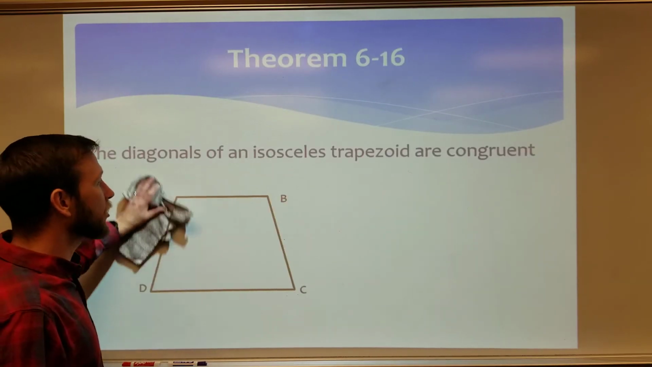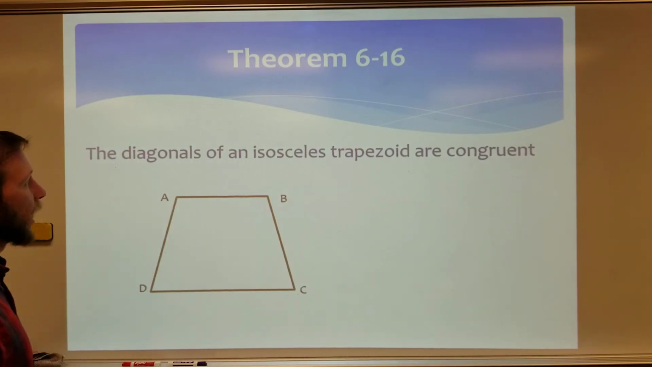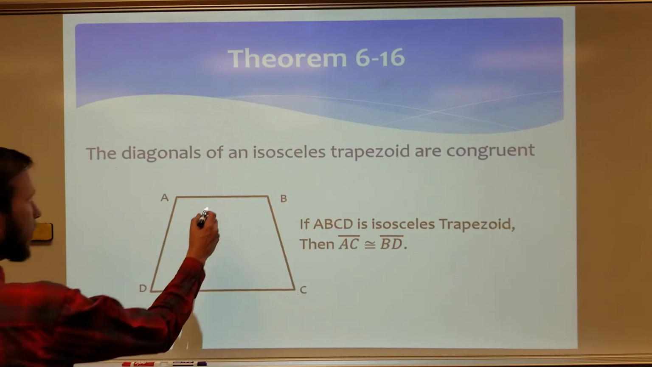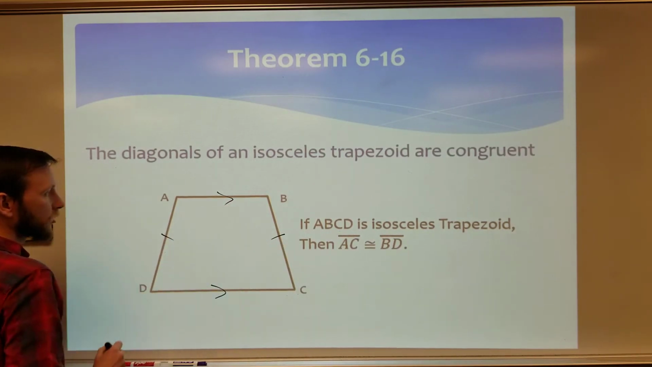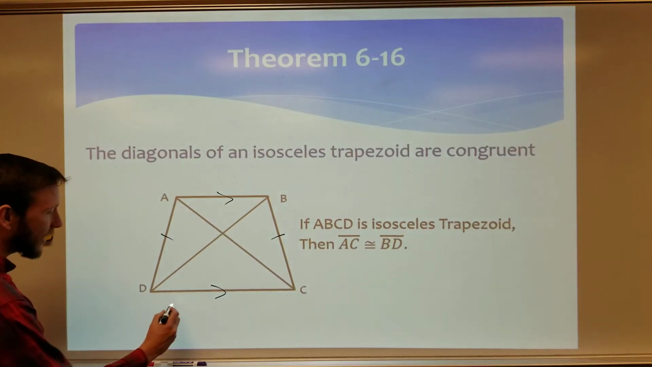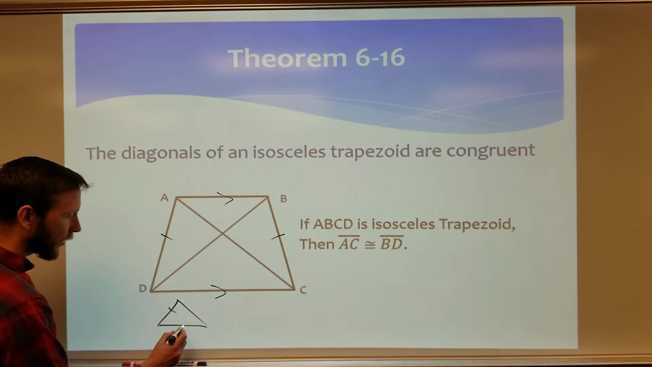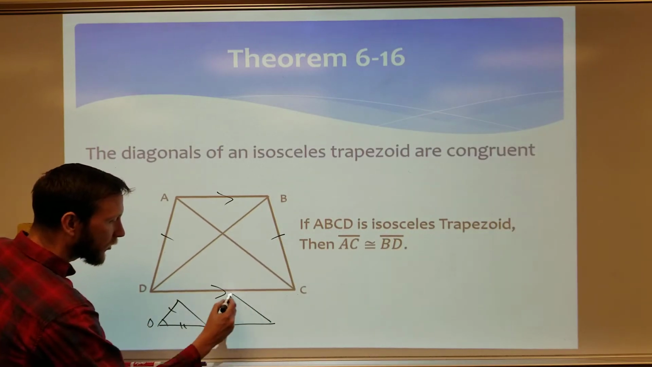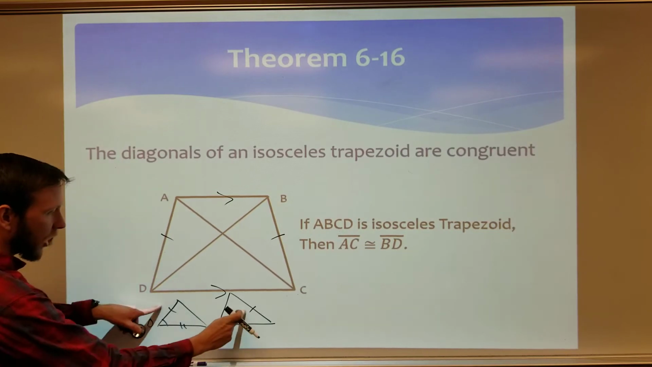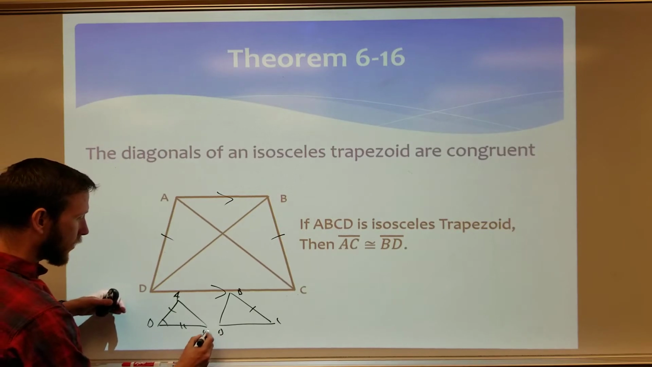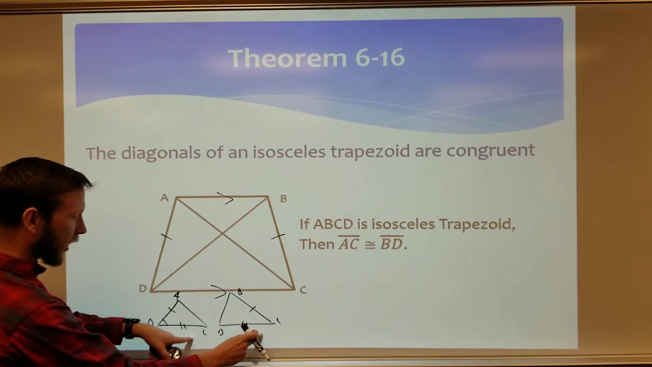The diagonals of an isosceles trapezoid are congruent. So if I have an isosceles trapezoid, meaning that we've got these sides parallel and these sides congruent, when I draw the diagonals in, those diagonals will be congruent. The way that we prove that is we basically have this triangle with our base angle at D, and then we have this part of the isosceles trapezoid, B, C, D. This is A, D, C. This is the reflexive side, DC.